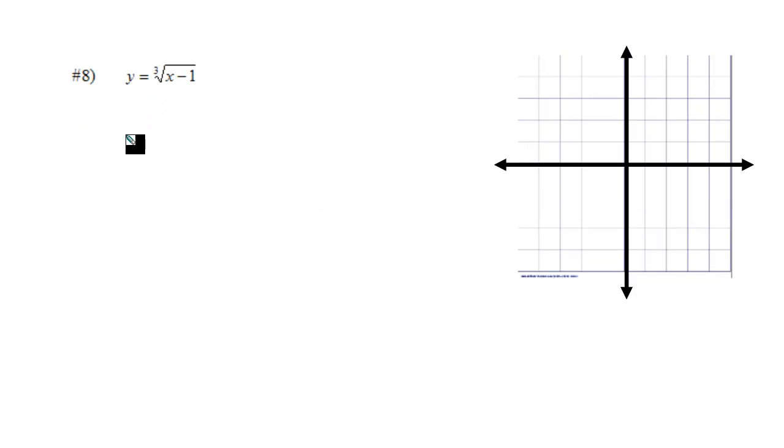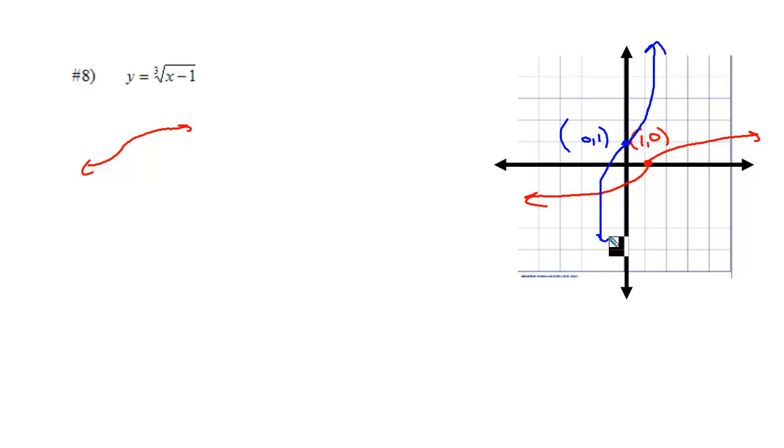Number 8, this is the inverse of x cubed. So this graph is going to look like this. This minus 1 translates it to the right one, so the curve looks something like this. The inverse of this graph is going to have a y-intercept of 1 instead of an x-intercept of 1. It's going to look a little something like this. Notice how these graphs are symmetric with respect to the line y equals x.